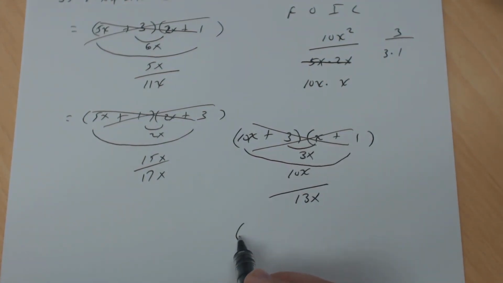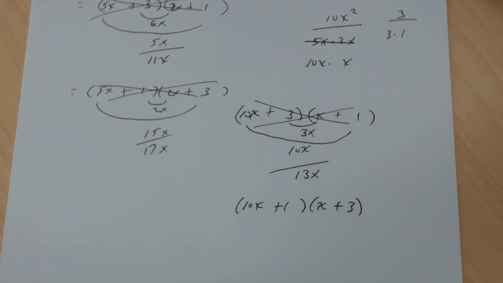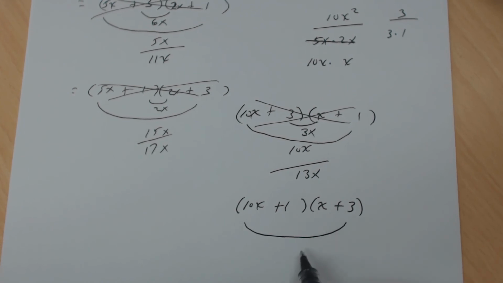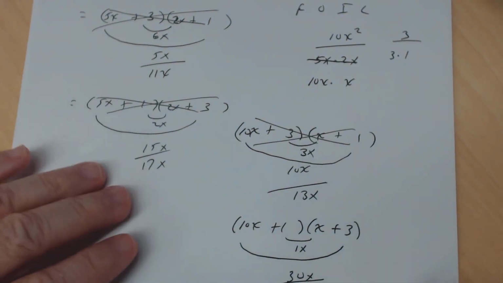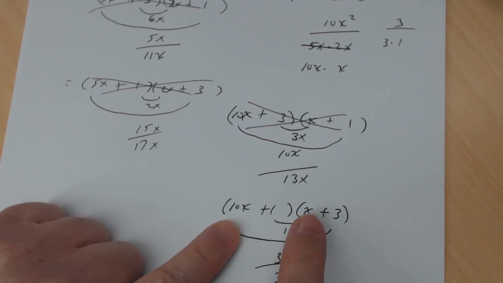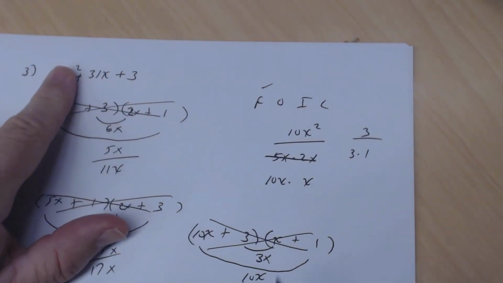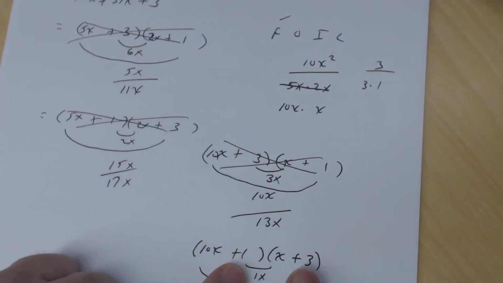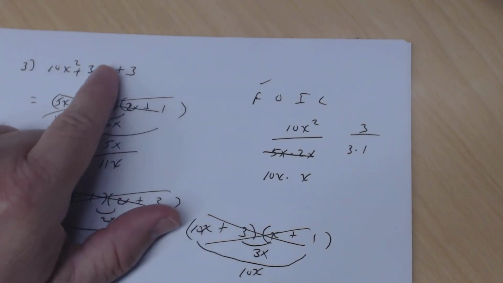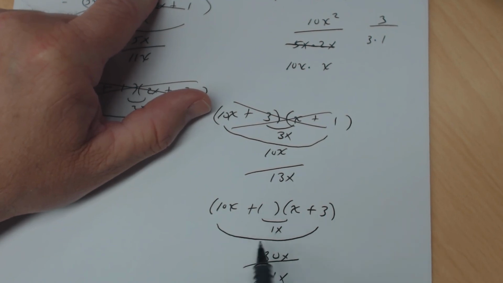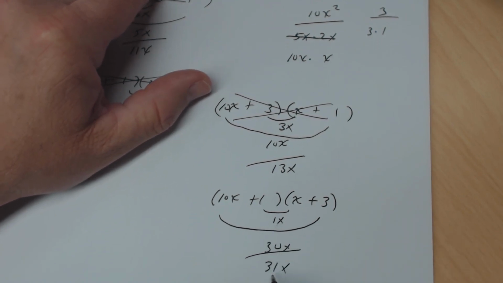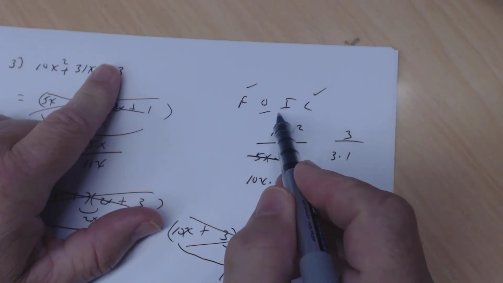Let's switch the 3 and the 1. So let's say 10x plus 1 times x plus 3 and see what happens. The outer is 30x, the inner is 1x. When I add them up, I do get 31x, and that's what I wanted. Let's verify though. FOIL: first, 10x times x is 10x squared, so that takes care of this. The last, a positive 1 times a positive 3 is a positive 3. The outer is 30x, the inner is 1x. When I add them up, I get 31x. So these are correct.